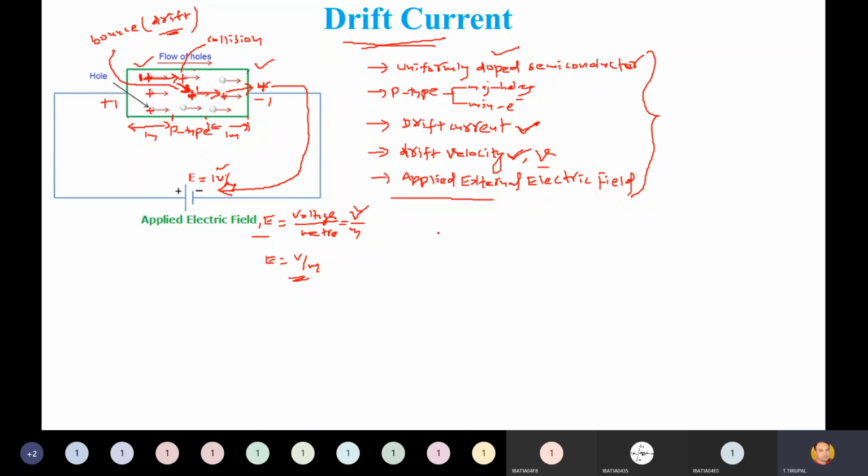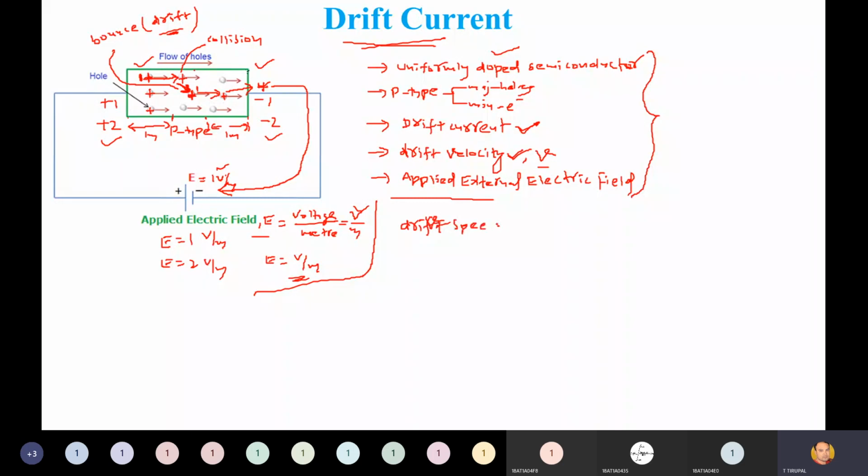Now, some important derivations. First derivation: suppose at the starting stage I am applying +1 and -1. Suppose I apply +2 and -2. Previously I applied E equal to 1, now I am applying E equal to 2. 1 means one volt per meter, 2 means 2 volts per meter. What happens? Drifting of the charge carriers increases, drift current increases, and similarly drift velocity also increases.